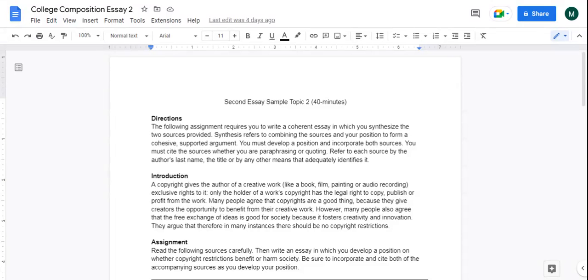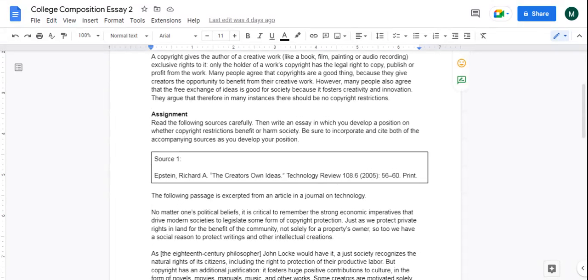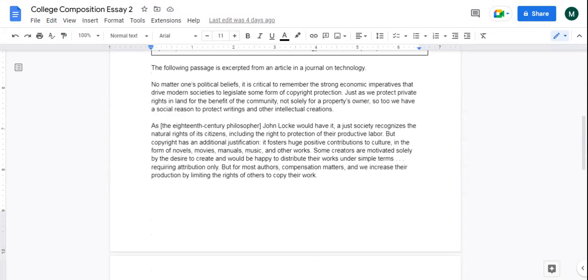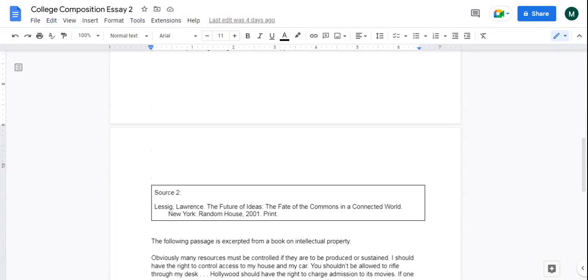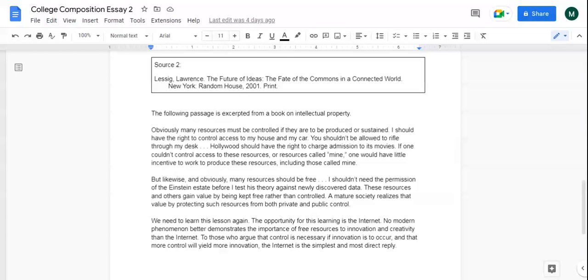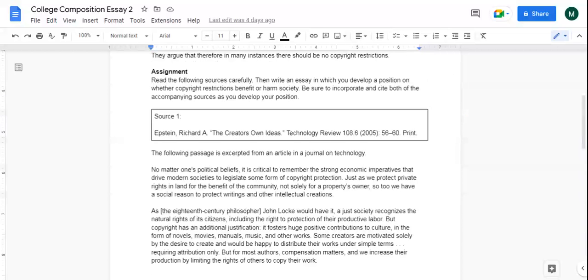So I have not looked at the directions. I have not looked at the introduction or the assignment. All I did was copy and paste what was required, where you pay the $10 to CLEP to basically do a practice test. And I just copied and pasted the sources. I have not read them. Copied and pasted source one and then source number two, and then just set it up so that I can go ahead and start constructing my essay.